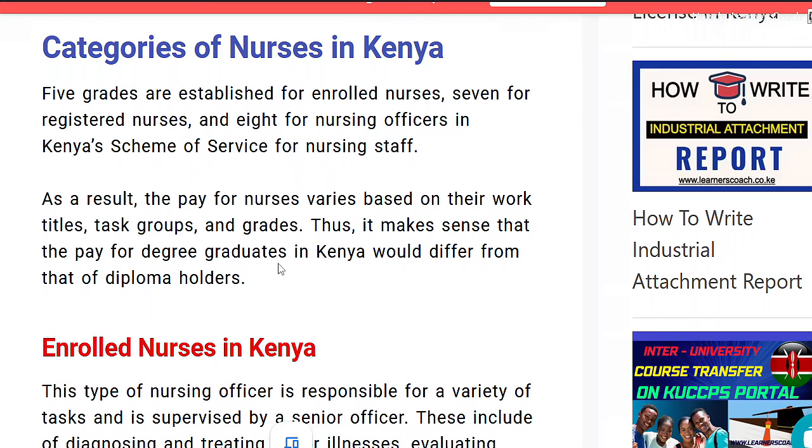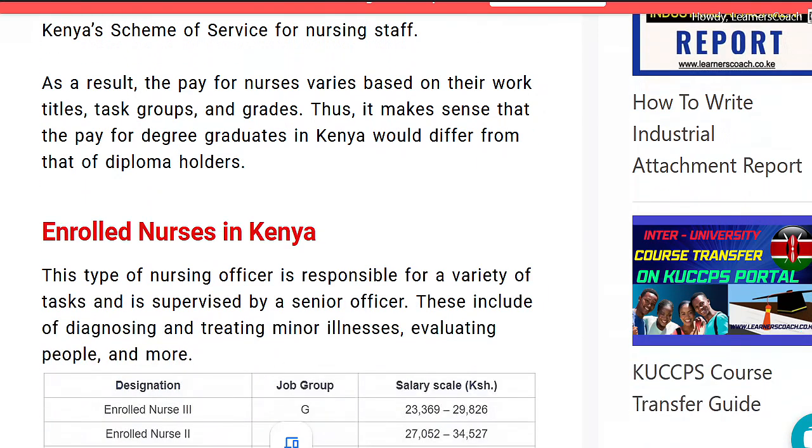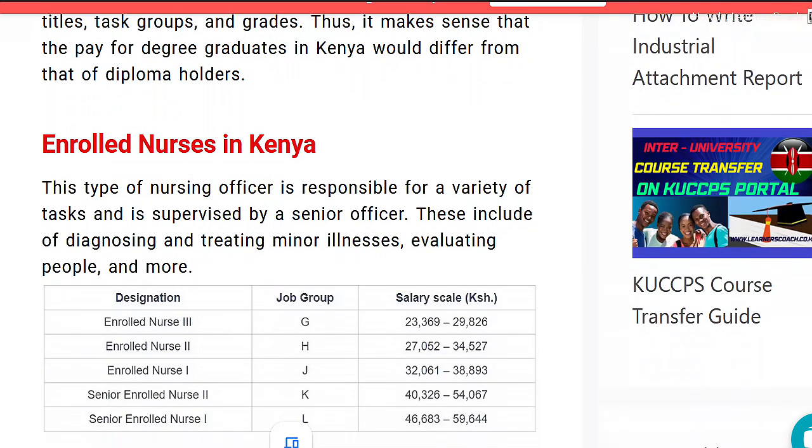Now the first ones are the enrolled nurses. This category of nurses is responsible for a variety of tasks, and they're normally supervised by a senior officer. Their tasks include diagnosing, treating minor illnesses, evaluating people, and many more. Under this category, enrolled nurse 3, who falls under job group G, will always have a salary scale of between 23,000 to 29,000.